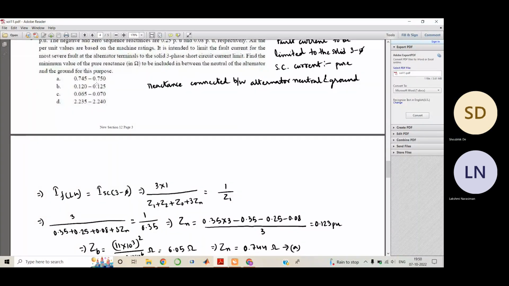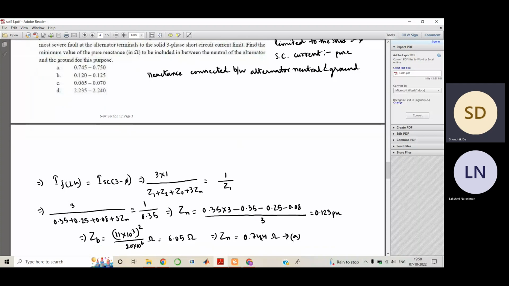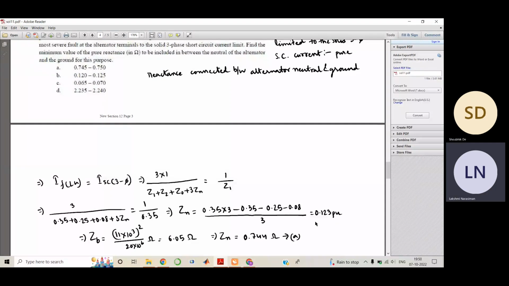This is not within the limit exactly, but since 0.744 is close, you can choose this option because the other options are quite far away. So this is option A, the answer. These were the three connected problems, 7, 8, and 9. I hope all three were clear.